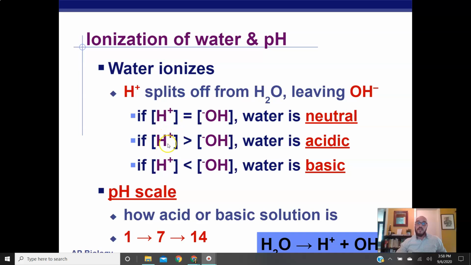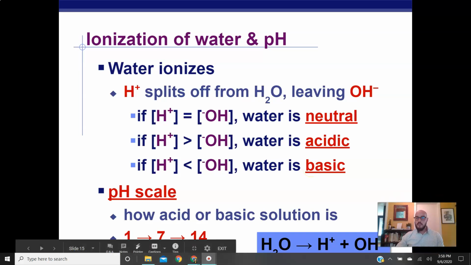Now, if our concentration of hydrogen ions is higher than our hydroxide, then water is going to be acidic. So if there's a lot of protons, water is acidic. The flip side of that is if our protons are going to be lower than our hydroxide ions, then water is going to be basic.